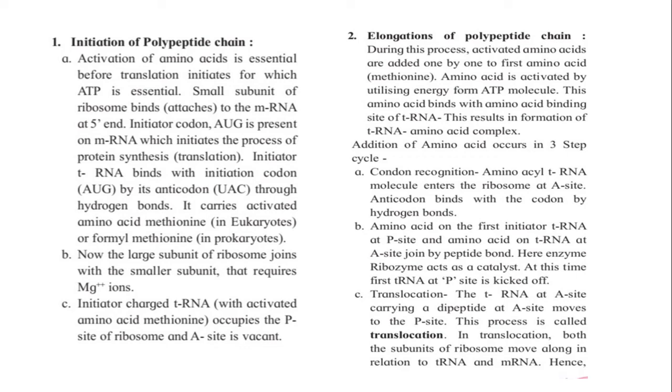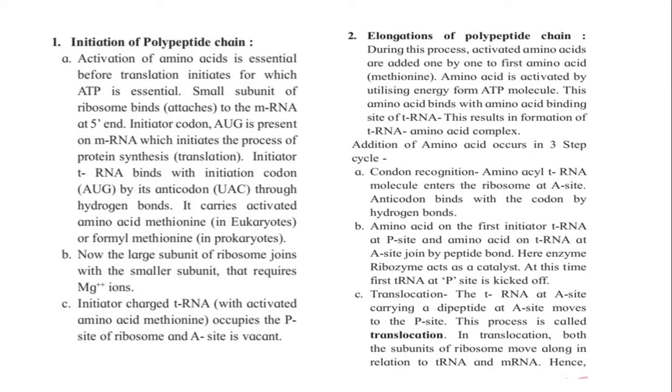Anticodon binds with the codon by hydrogen bond. B. Amino acid on the first initiator transfer RNA at the P site and amino acid on the tRNA at the A site are joined by a peptide bond. Here the ribosome enzyme acts as a catalyst. At this time, the first transfer RNA at the P site is kicked off.